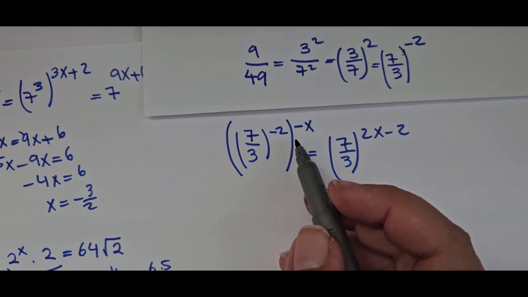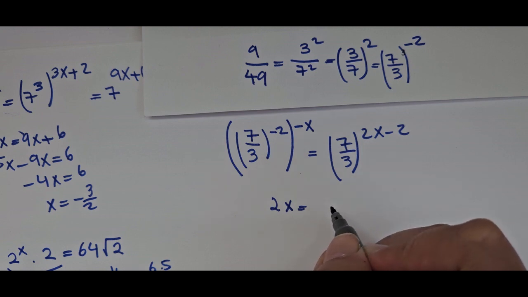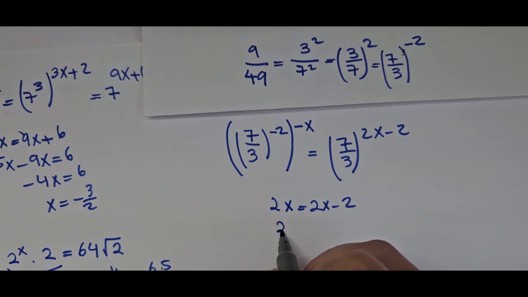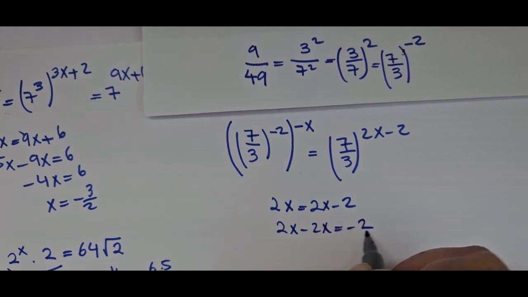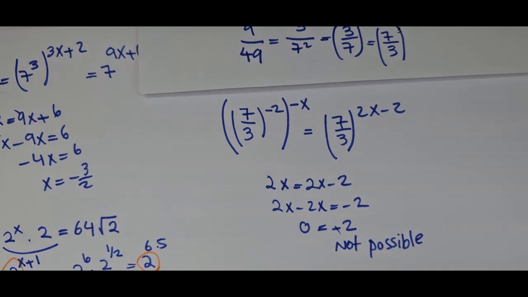So here, negative 2 times negative x is 2x, which is equal to 2x minus 2. Okay, so 2x minus 2x is equal to negative 2. So 0 is equal to negative 2, which is not possible. Okay, not possible. So we ended up with this answer, which means that there is no x value which makes this equation satisfied. So this equation has got no answer.